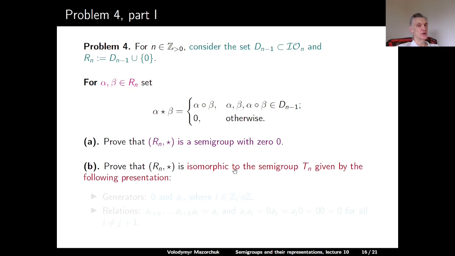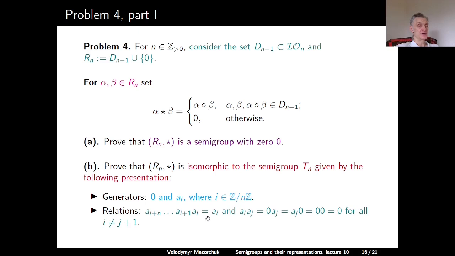B. Prove that this semigroup is isomorphic to the semigroup T_n, which is given by the following presentation. It has generators 0 and a_i, where i is an element in Z modulo nZ, and the relations are a_i^2 = a_i for all i, and a_i a_j = 0 times a_j = a_j times 0 = 0 times 0 and is equal to 0 for all i which are not equal to j plus 1.